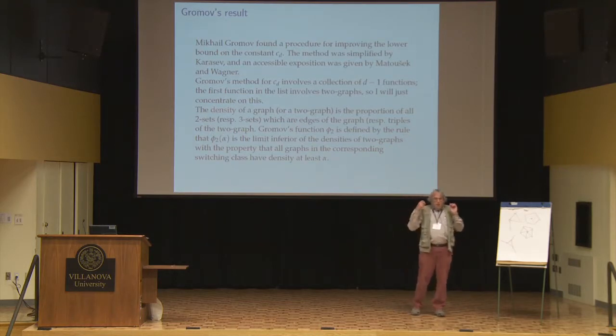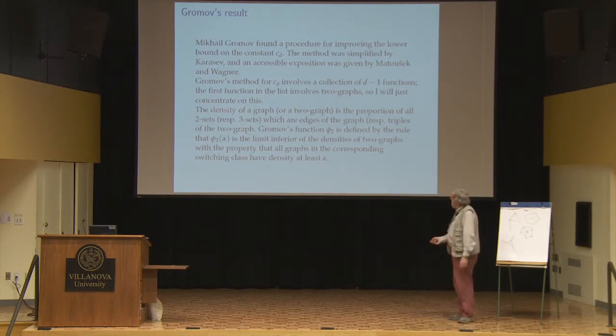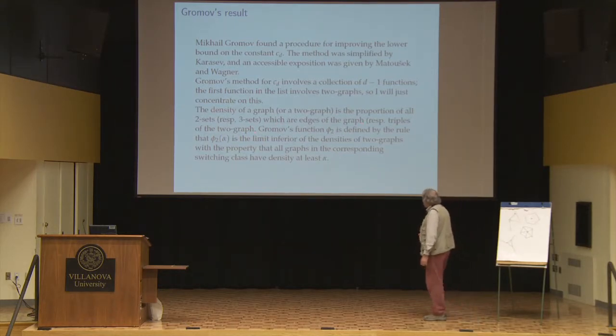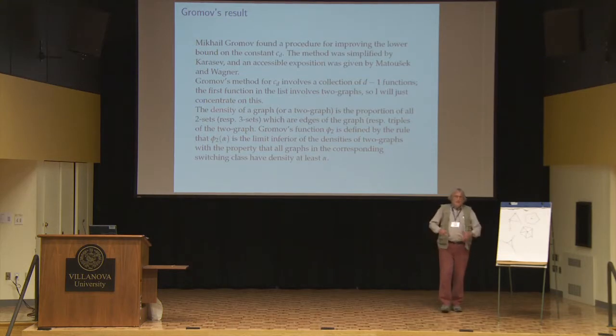And the density of a 2-graph is the number of triples in the 2-graph divided by n choose 3. Right? So the density of a graph or a 2-graph is the proportion of all 2-sets or 3-sets that belong to it. And Gromov's function is the following. Phi 2 of alpha is the limit of the densities of 2-graphs for which all graphs in the switching class have density at least alpha. And that's a slightly difficult thing to get your hands on.